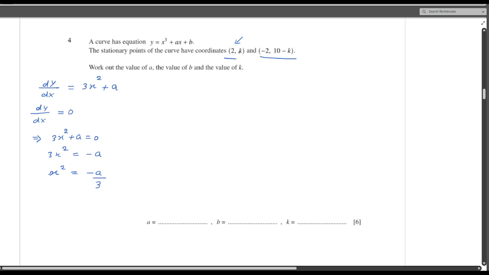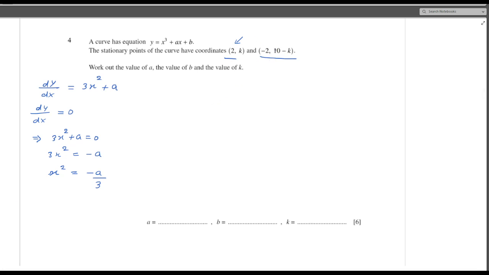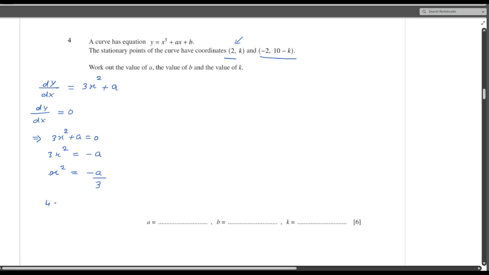Now you can see that the x values of these two stationary points, one is 2 and the other is minus 2. So if I take the square of 2 or minus 2, I get 4. From the given point the value of x square will be 4. So I will say that 4 is equal to minus a divided by 3, and from here you will conclude that the value of a is minus 12. So the value of a is now known to me.